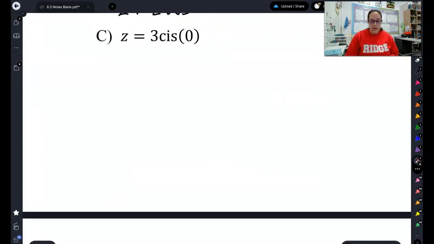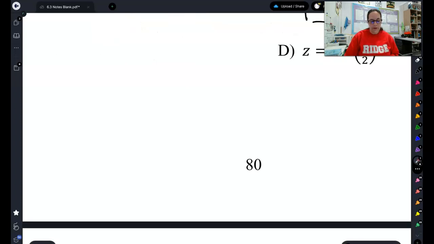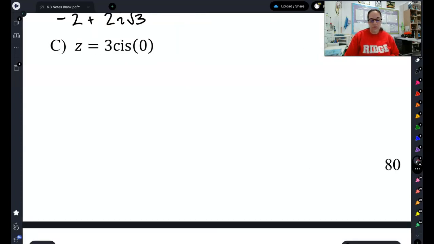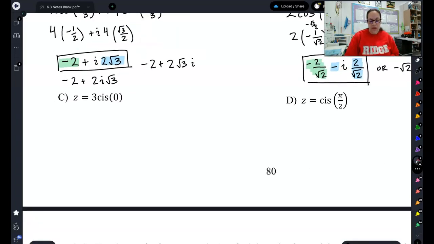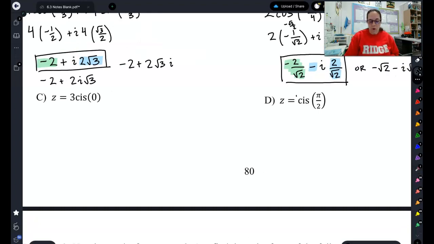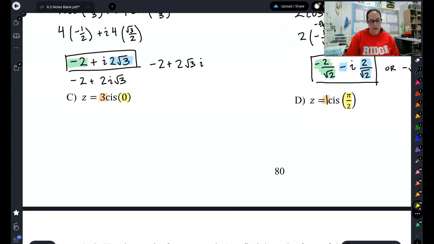So now that you're starting to get the hang of this, let's do two more. We have C and D, which is 3 cis 0 radians, and D would be 1 cis pi halves radians. So same thing as before, I'm going to have you pause the video, write this out all the way, use the unit circle to simplify your answer, and then write your answer in rectangular form as a plus bi, or real plus imaginary part. So pause the video, try C and D on your own, and then come back to check and see how you did.